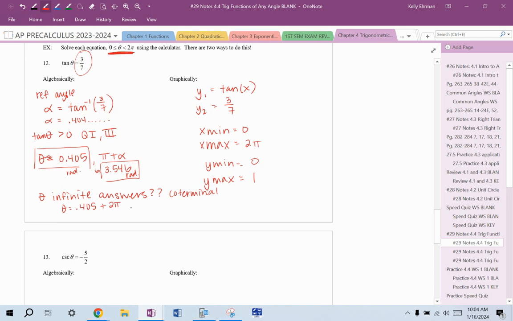So the way to say that, to get an infinite number of answers, is to say we're going to add 2 pi times k. Our AP test likes to use k. And k is an integer.